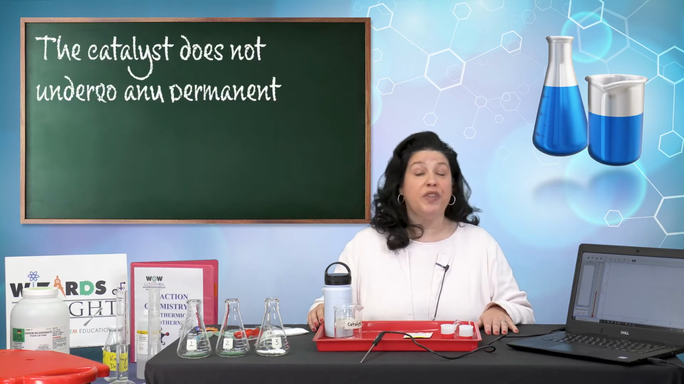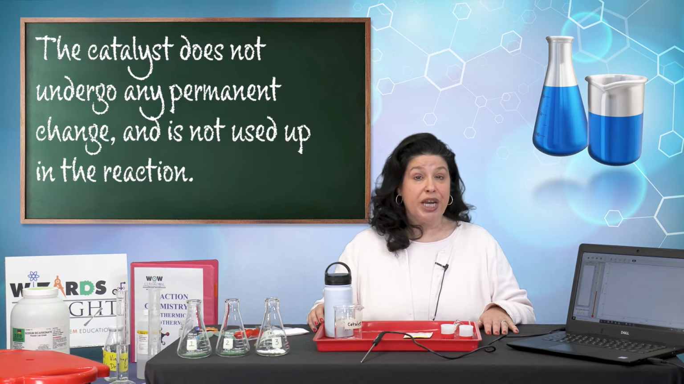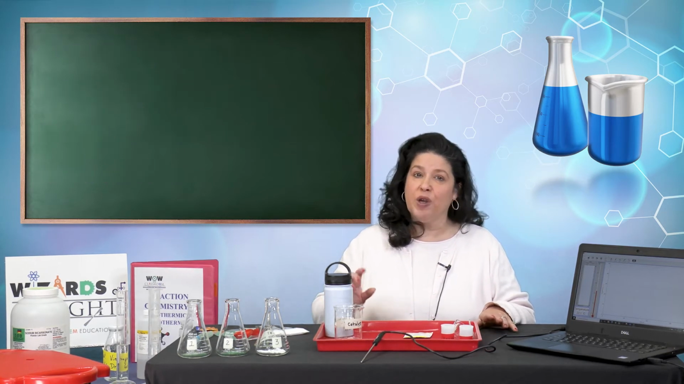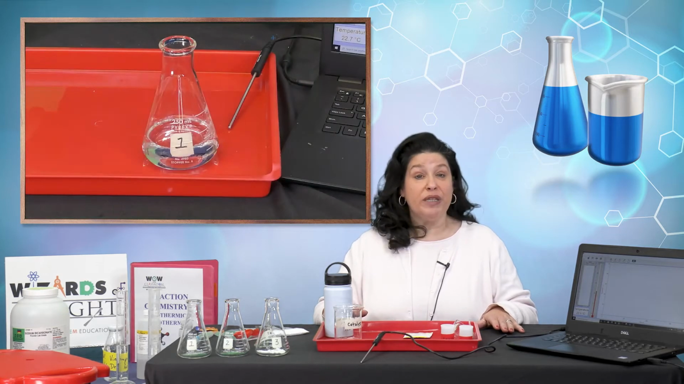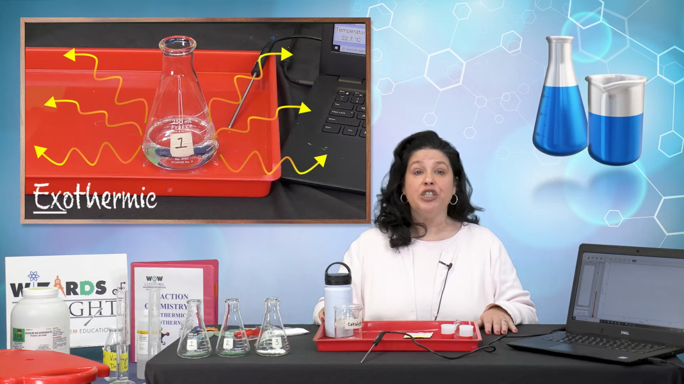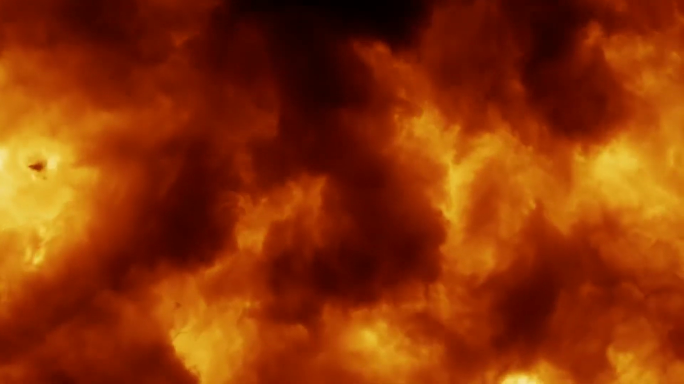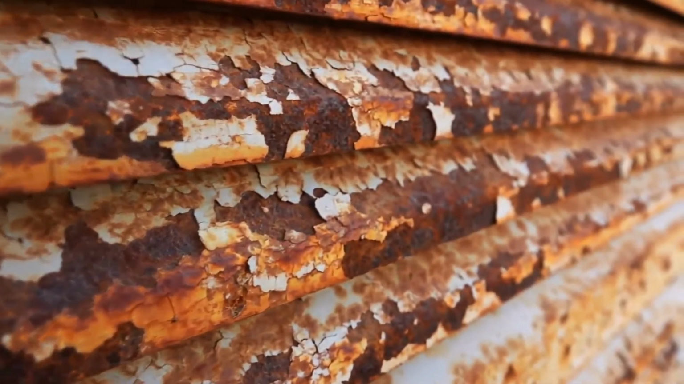It's important to know that the catalyst does not undergo any permanent change, and it is not actually used up in the reaction. So, let's go back to that experiment we started. The reaction we will show is exothermic. Heat energy is put out. Some examples include freezing, condensation, burning, and rusting.